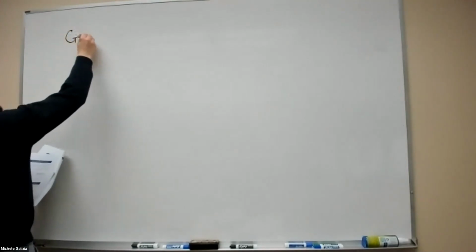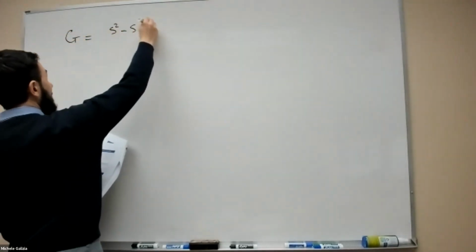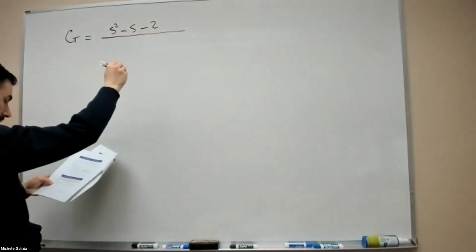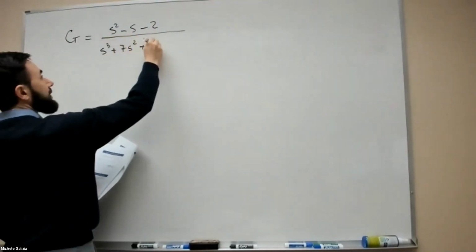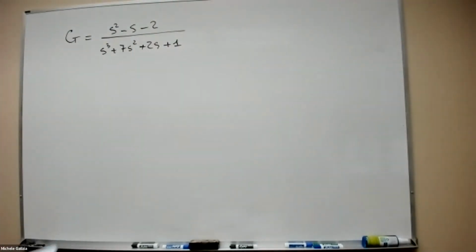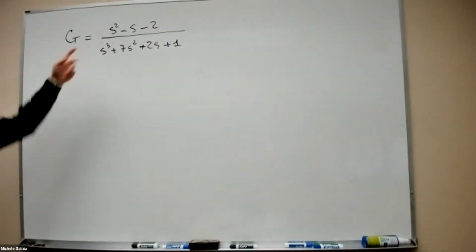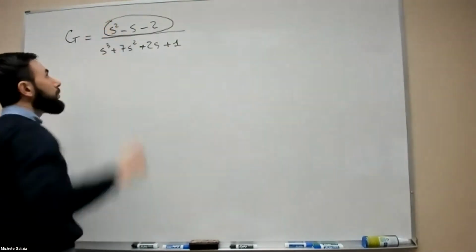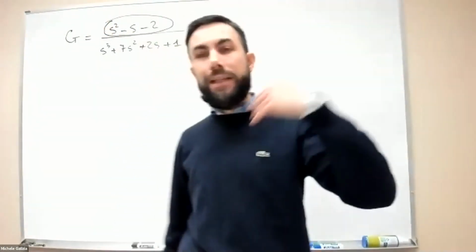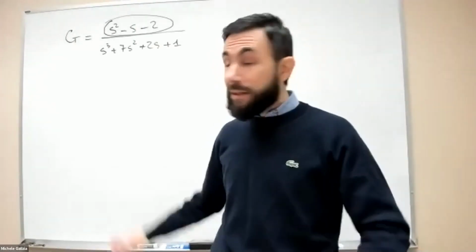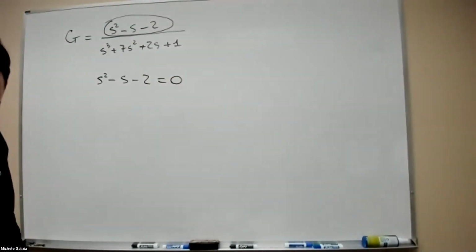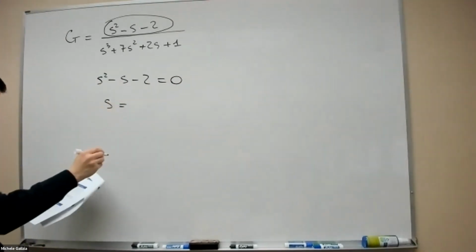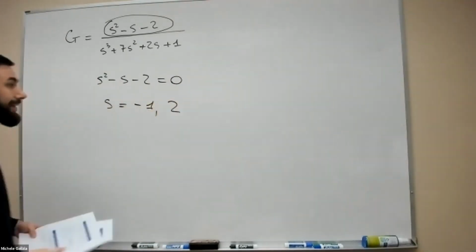We have a system whose transfer function is (s squared minus s minus 2) divided by (s cubed plus 7s squared plus 2s plus 1). So the question is, does this system exhibit inverse response? You don't need to interrogate nuclear physics or complex theories. Just find the zeros of the numerator. And this is a very simple equation. The zeros are -1 and 2.